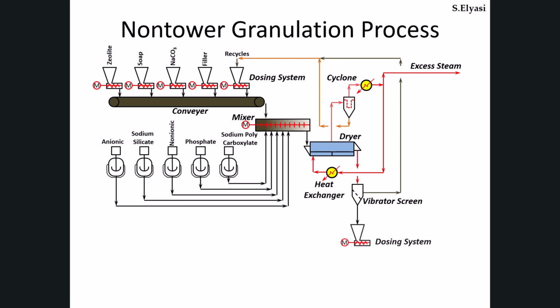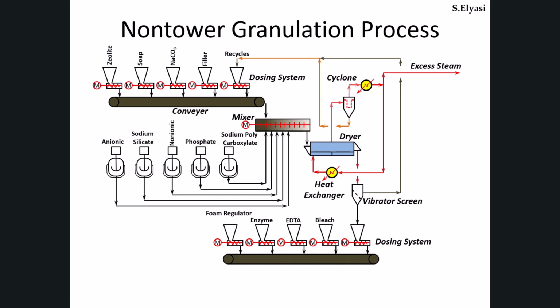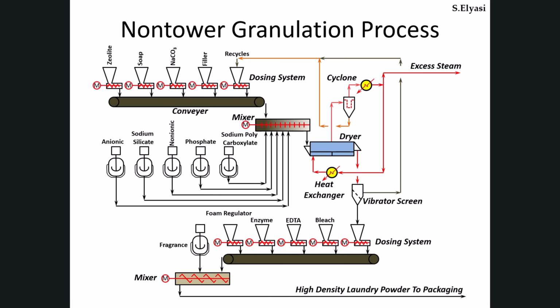Finally, heat-sensitive additives, e.g. enzymes, bleaching agents, and chelants, are blended near the end, followed by fragrance addition in a final mixer. The finished high-density powder is then sent to bulk packaging. This overview is intentionally brief. The purpose is to illustrate how refinery-derived chemicals can be converted into familiar household products that may not seem connected to crude oil at first glance.